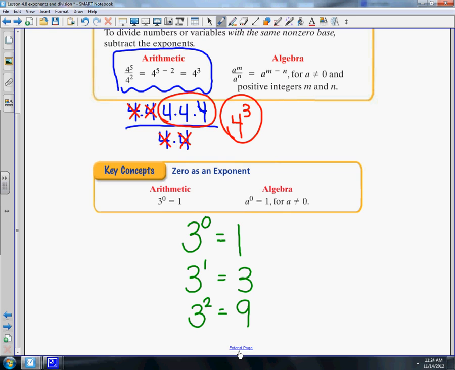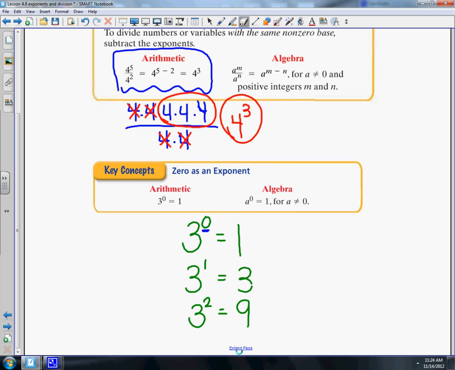So why does 3 to the 0 power equal 1? Well, what it means, when you have anything to an exponent, you are multiplying. If this equaled 0, would I be able to get to 3 using multiplication? No. So you have to have a starting point.